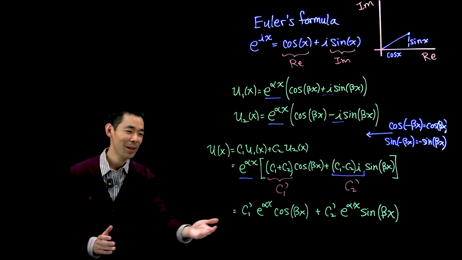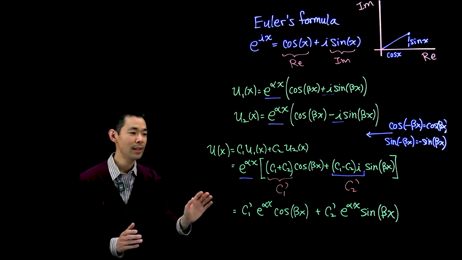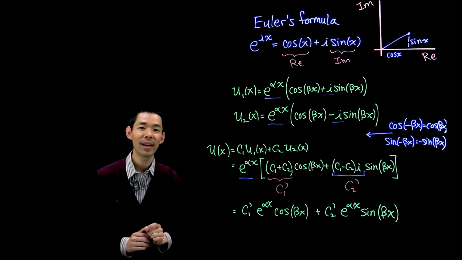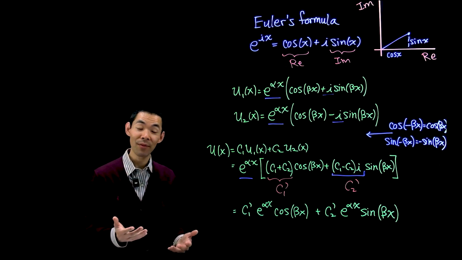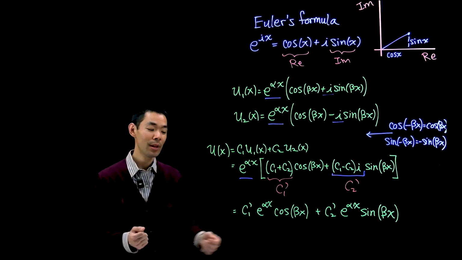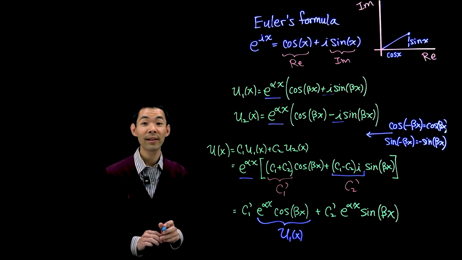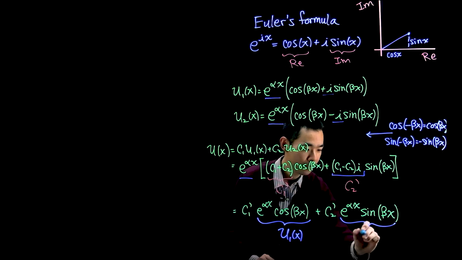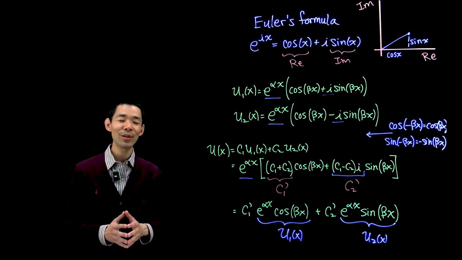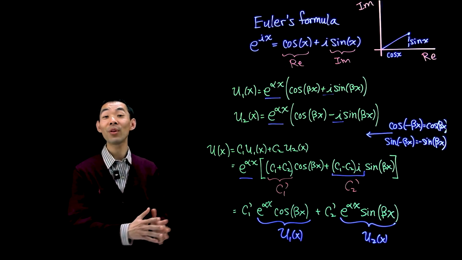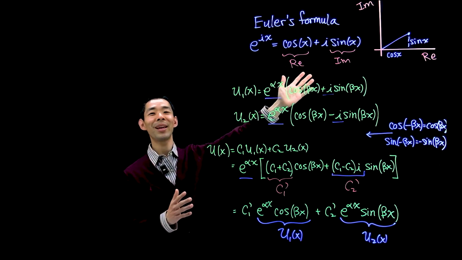Just like that. So we have c1 prime e to the alpha x cosine beta x plus c2 prime e to the alpha x sine beta x. So apparently, I can also have two separate solutions, u1 and u2, where everything here is one of our solutions, u1 of x, and the other one is u2. So we have an alternative form of u1 and u2 where we could just write down whenever we have a complex root, lambda 1 and lambda 2, along the complex plane.